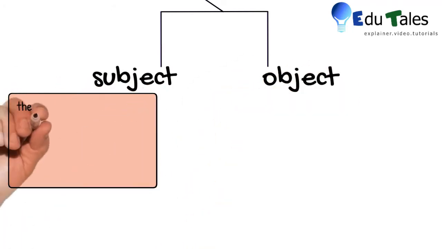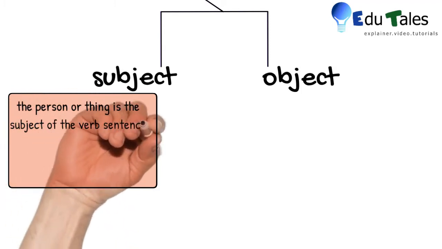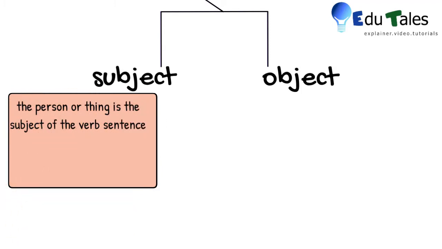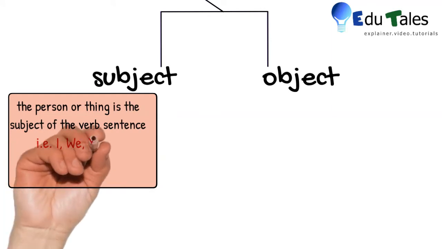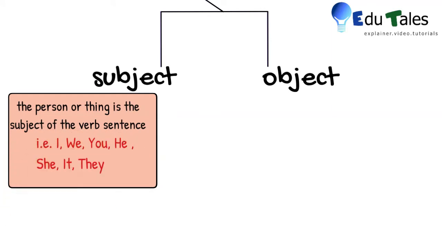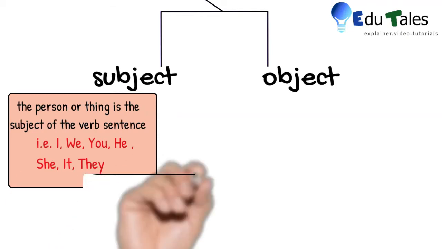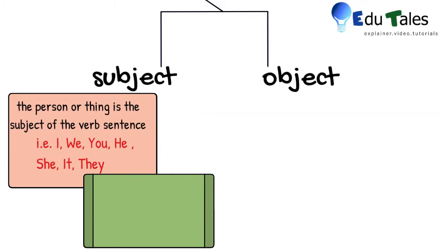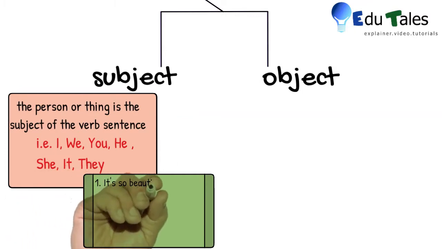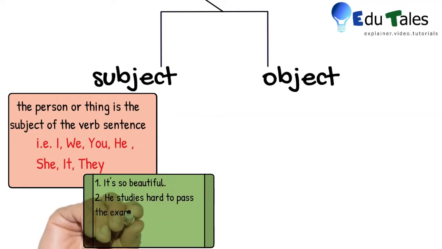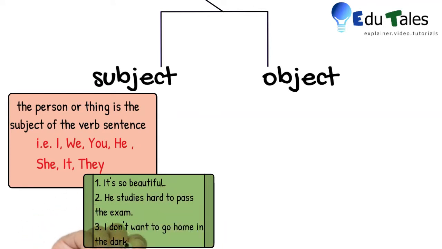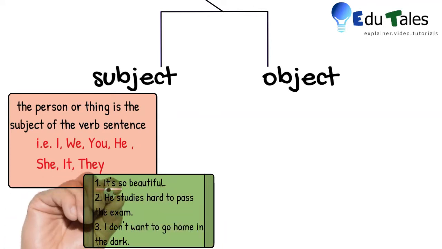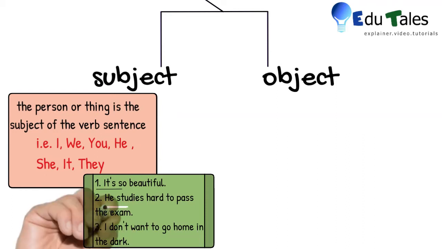When the person or thing is the subject of a verb's sentence, subject pronouns are used, that is, I, we, you, he, she, it, they. It generally replaces the name of the subject. For example, it's so beautiful. He studies hard to pass the exam. I don't want to go home in the dark.